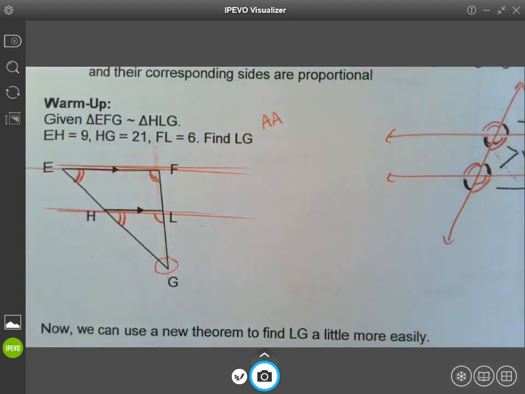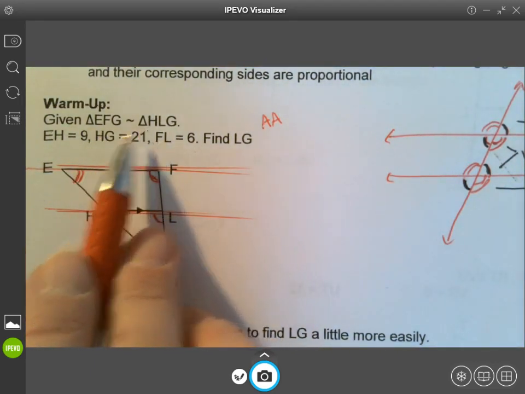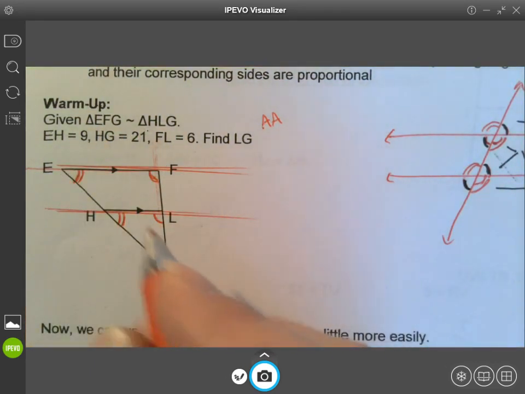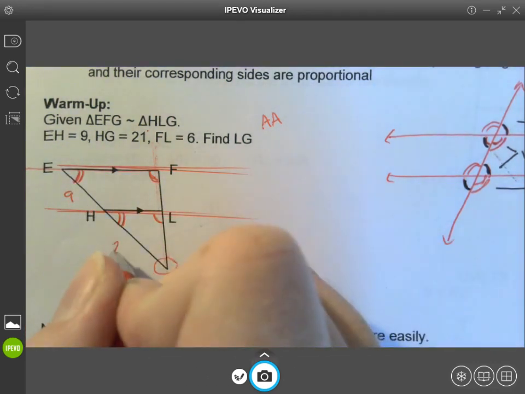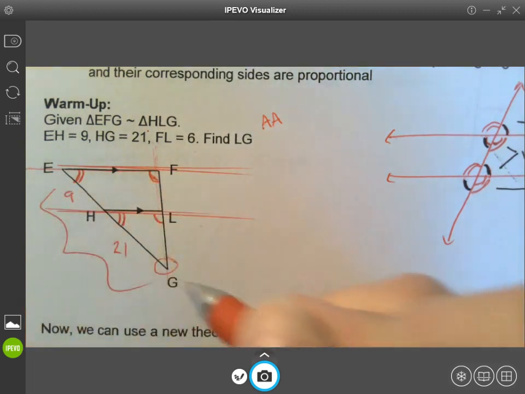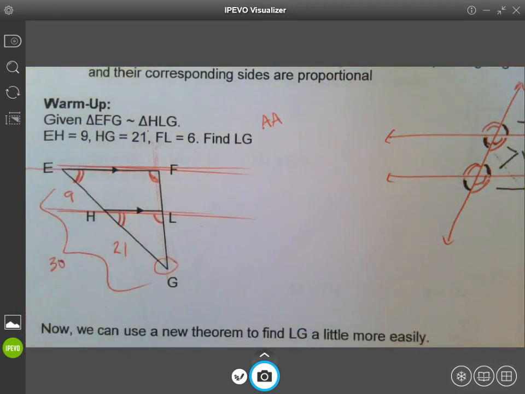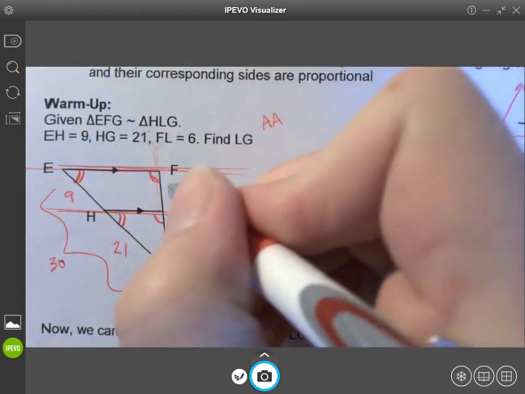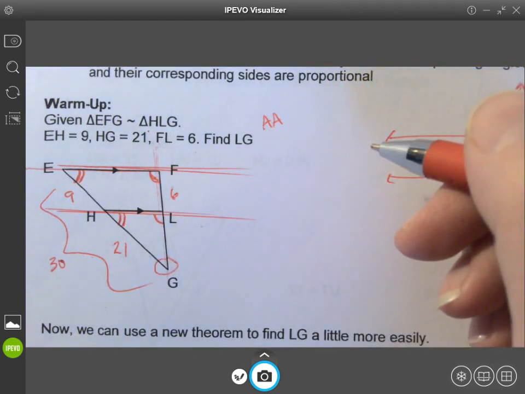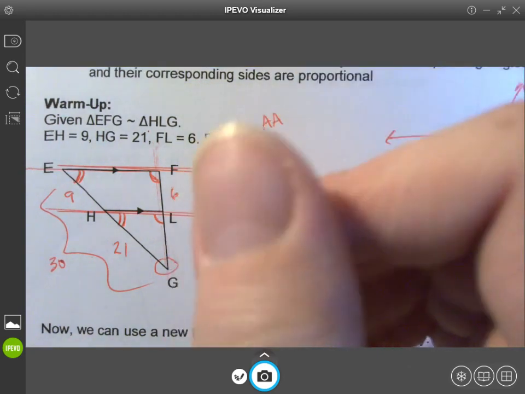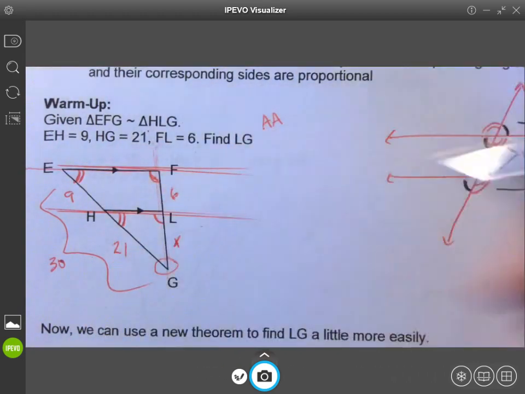Now they're not asking about that. They're telling us they're similar, but they're asking us to find information. So EH is 9, HG is 21, and just to have it, the whole thing is 30. All right, what else does it tell us? FL is 6, and it wants us to find LG. All right, we have a couple options here. I'm going to make LG X.